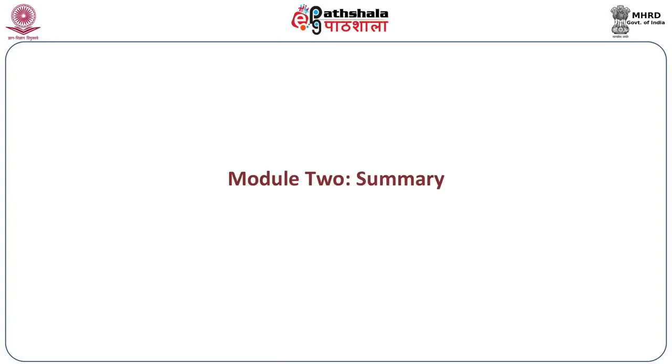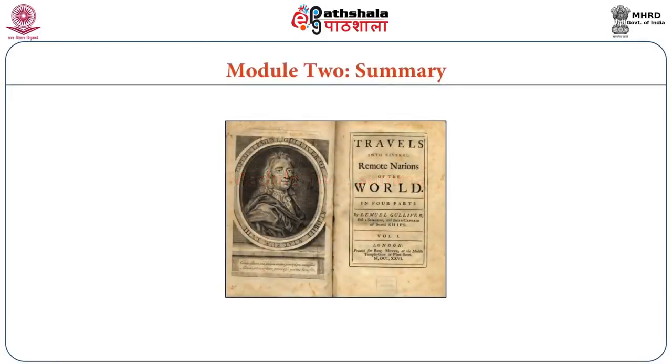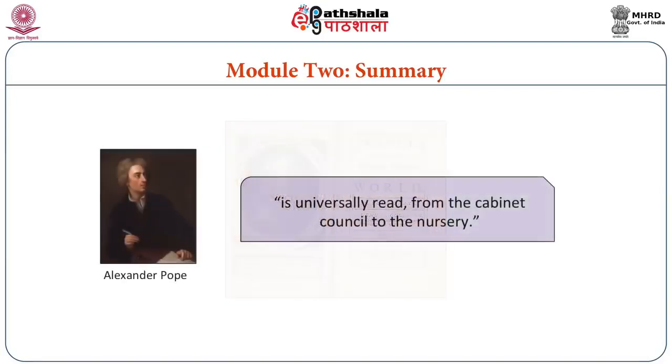In our second module, Gulliver's Travels, a brief summary, we will take a quick look at how Gulliver's Travels is structured. But before we do that, Gulliver's Travels, when it was initially published in 1726, was called Travels into Several Remote Nations of the World. And interestingly, it was Alexander Pope who lauded its publication and who said that it is universally read, from the Cabinet Council to the nursery.